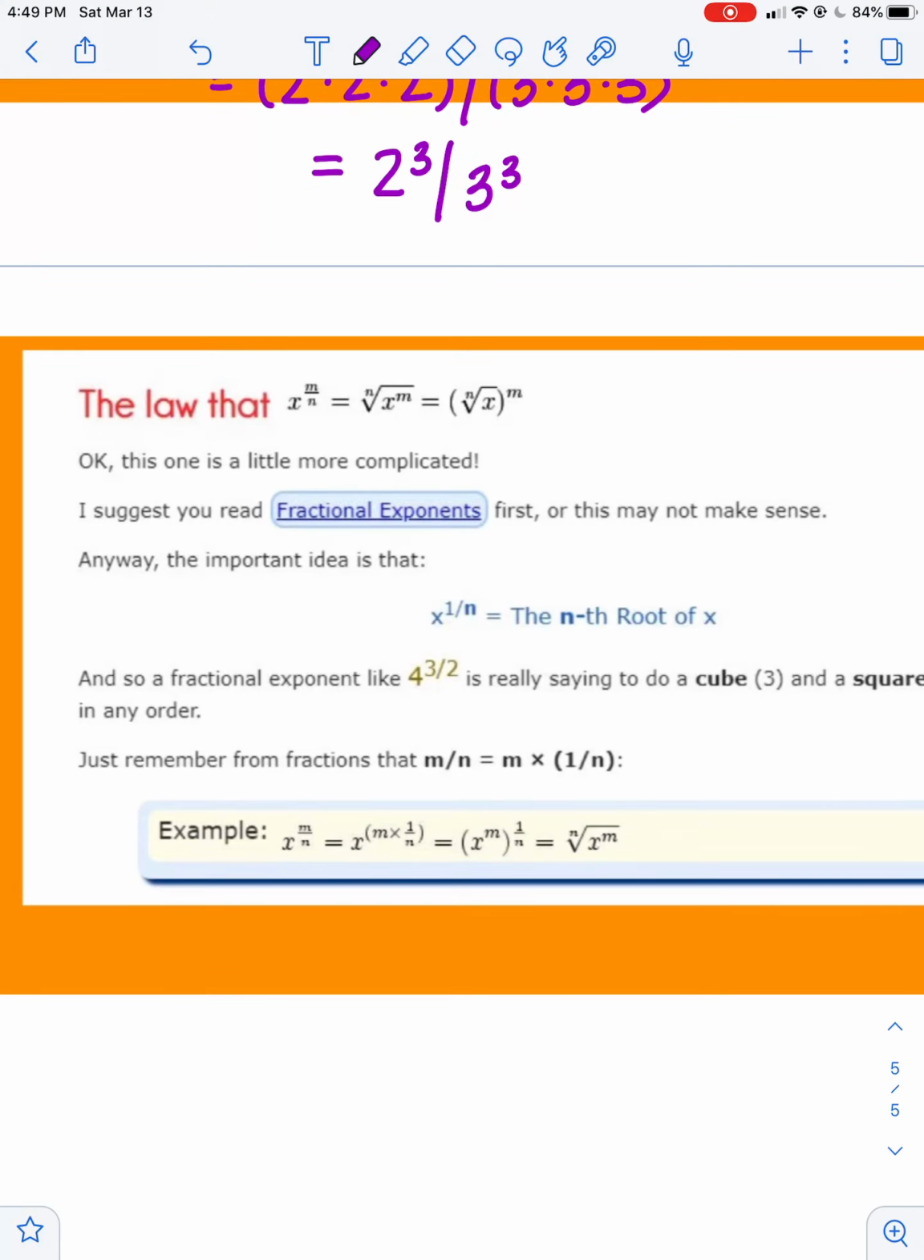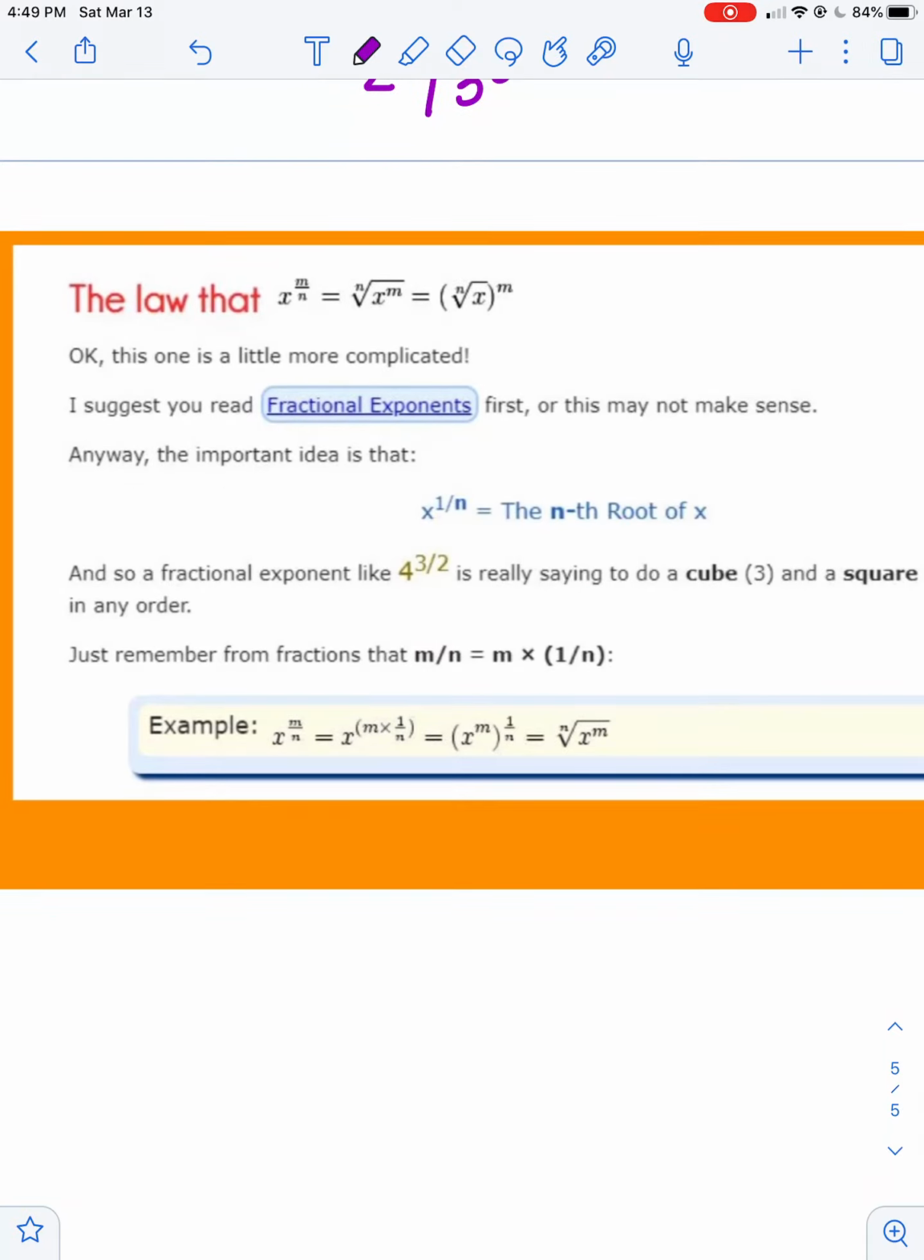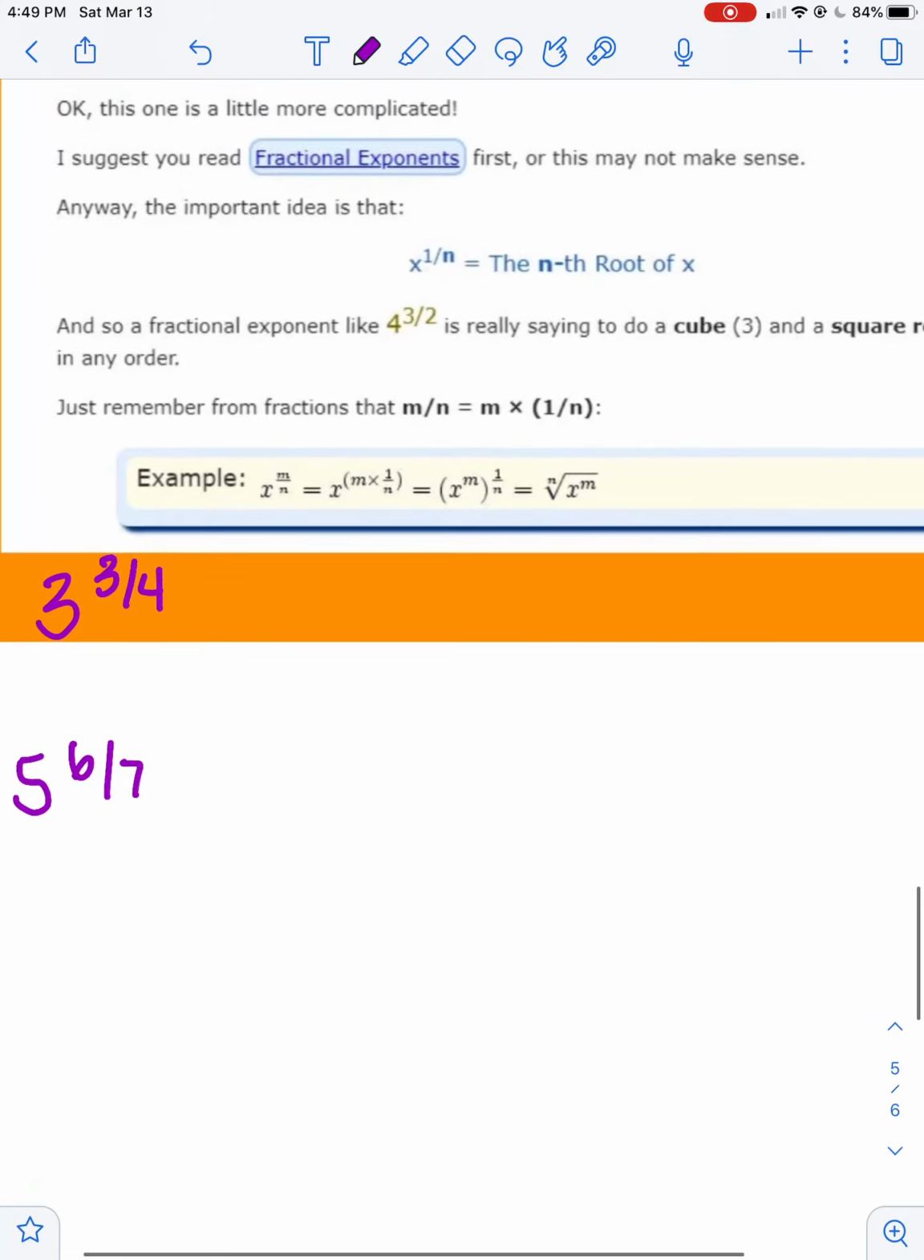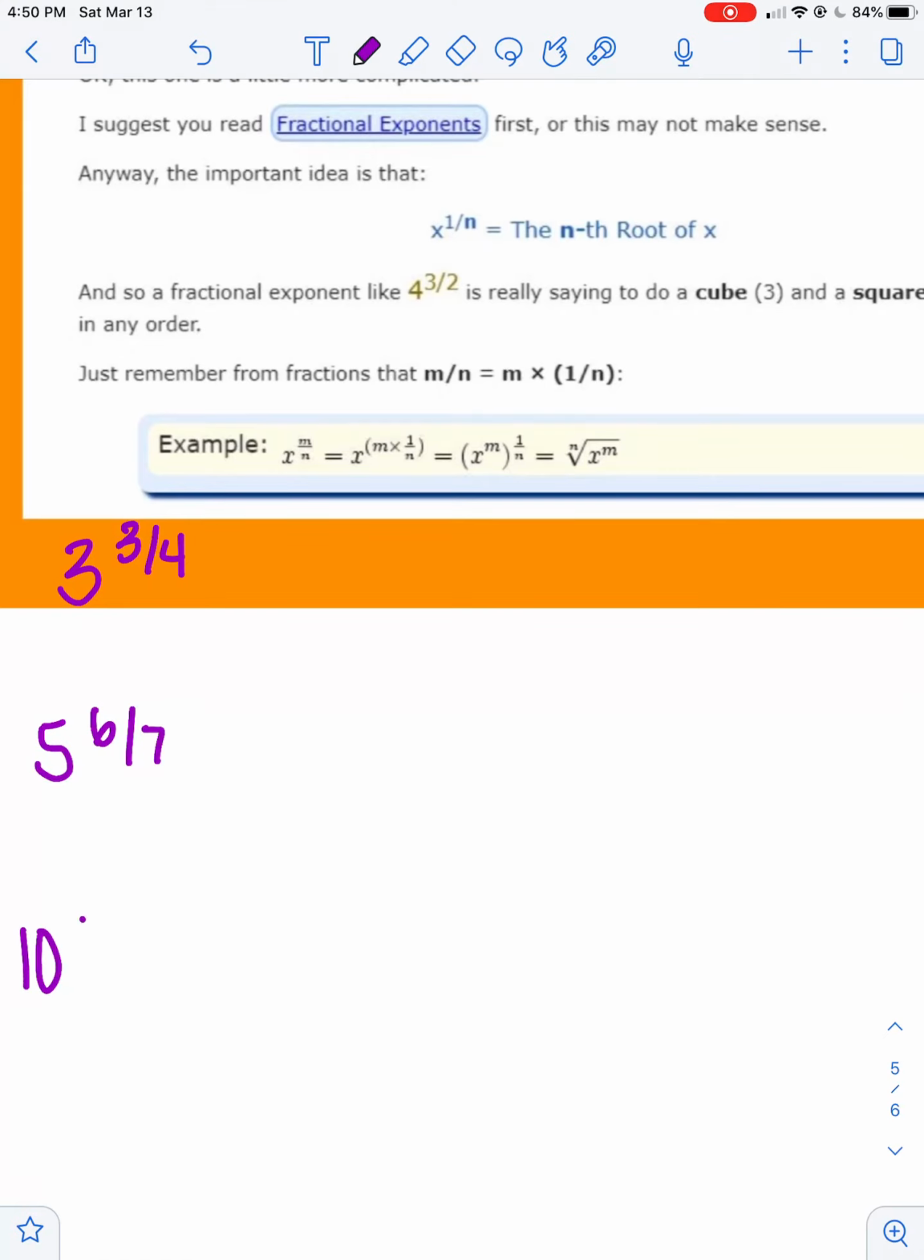And our last one is the law for fractional exponents. This one is confusing. So we're going to take the nth root of x. Okay, so I'm just going to do a couple examples of this one. I'm going to do 3 to the 3/4, and I'm going to do 5 to the 6/7, and we will do 10 to the 19/23. Okay, so I'm just going to follow the same 3 steps every single time.